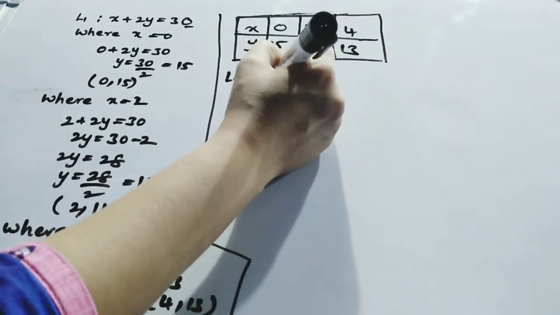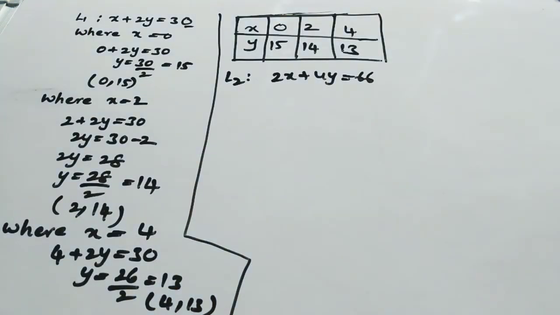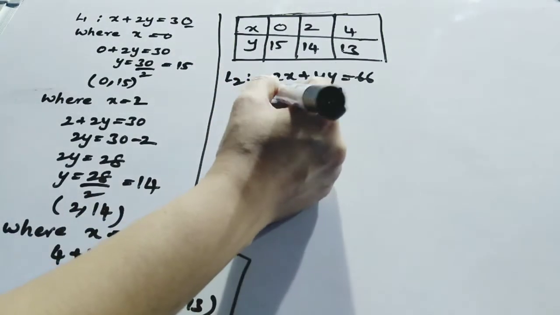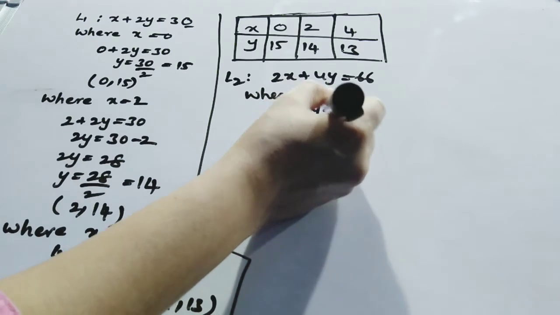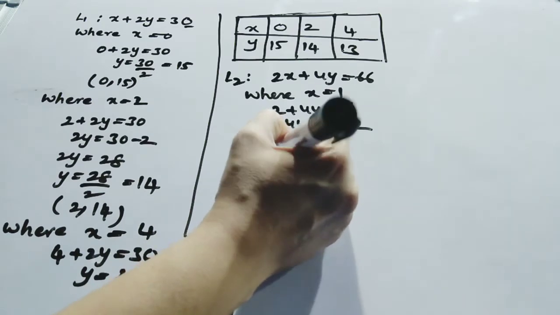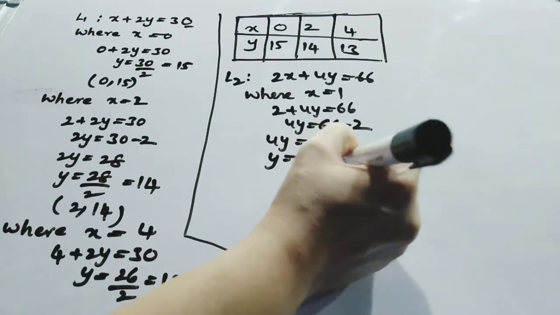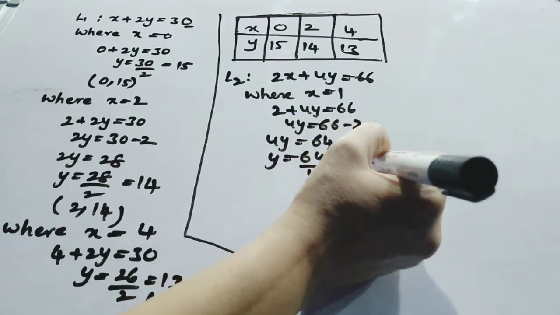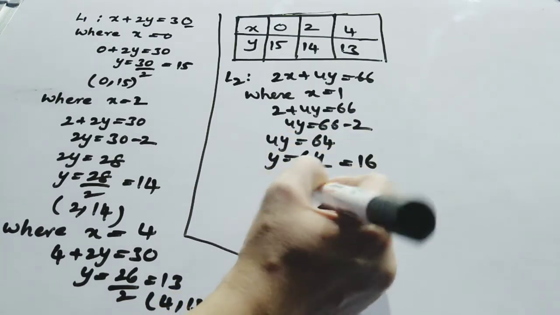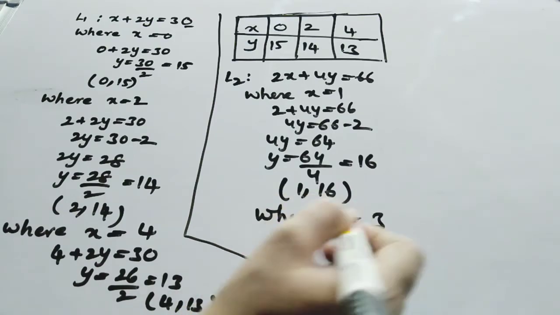Let's go for L2. What is your L2? 2x plus 4y is equal to 66. Let's take x equal to 1. 2 ones are 2 plus 4y equal to 66, 4y equals 66 minus 2, what you will get? 64. y equal to 64 by 4, what you will get? 16, 4 sixteens are 64. So the coordinates are 1 comma 16.